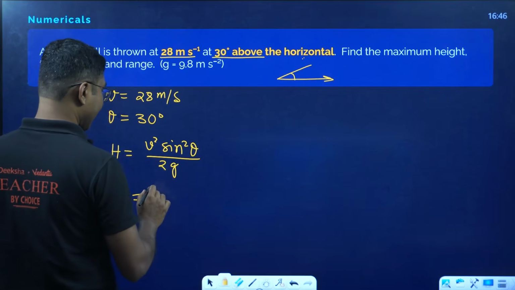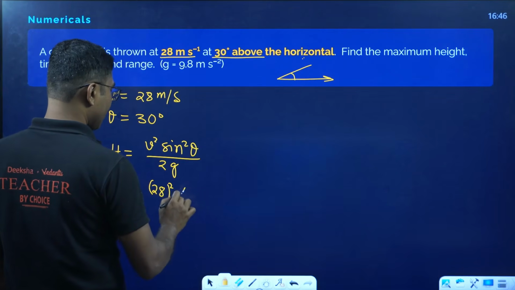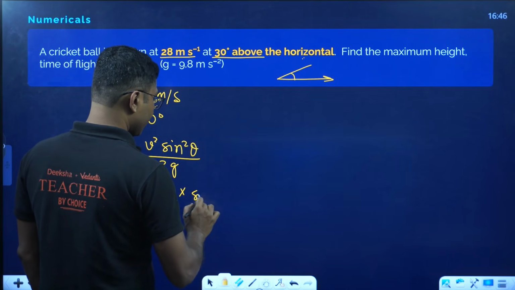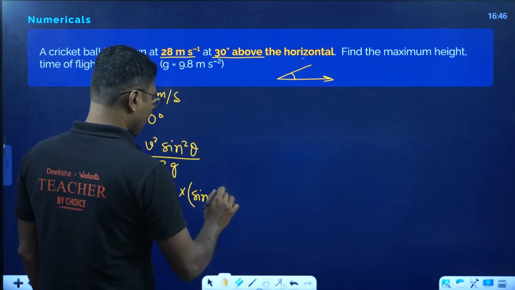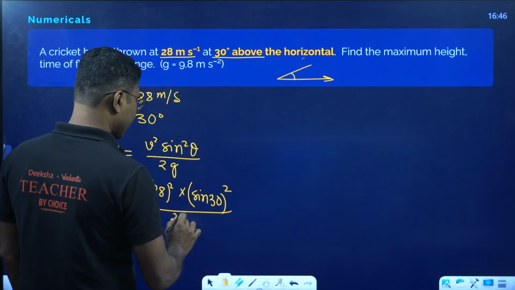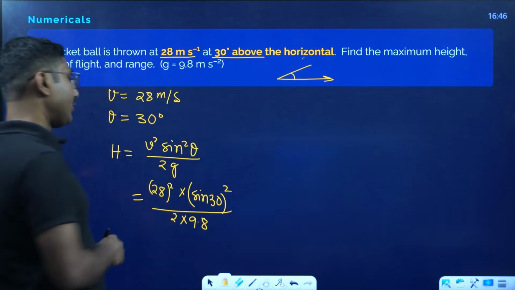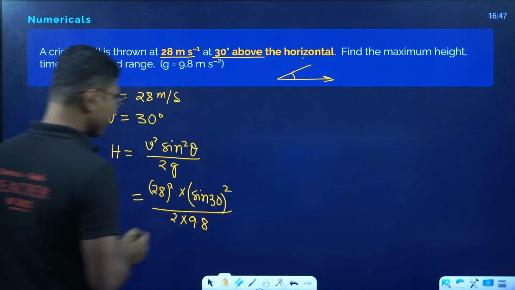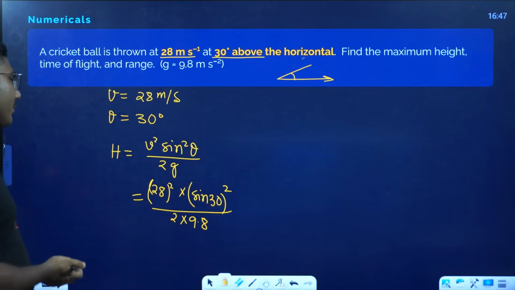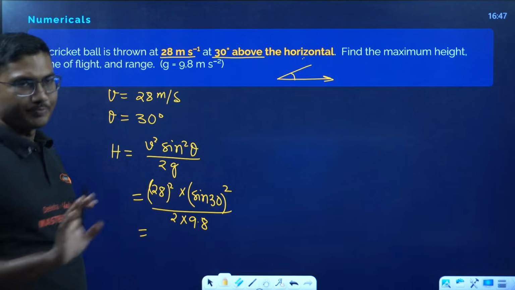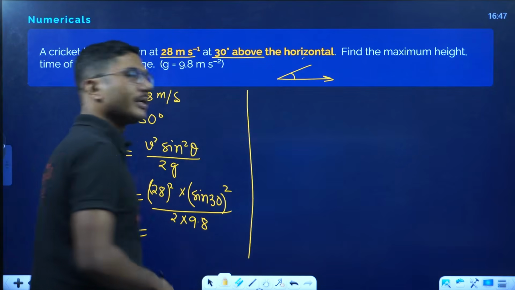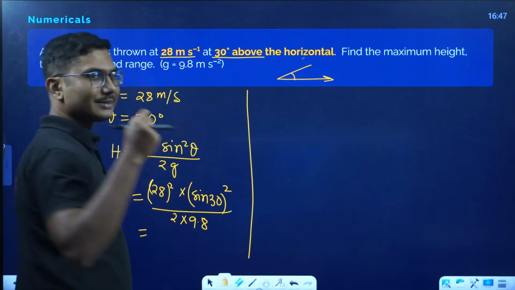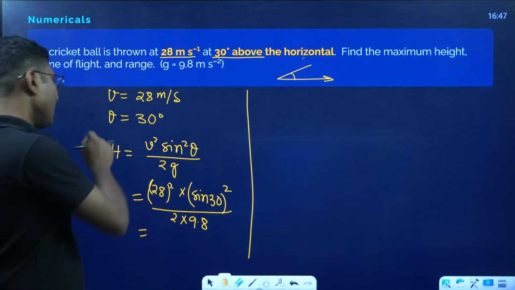So v is 28 squared, times sine squared theta, which is sine 30 whole squared. Now here, g is given as 9.8, so you need to use 9.8 and simplify. I think you can cancel it, but you need to use a little bit of calculator perhaps. So calculate whatever the value of height is. I'm not doing the calculation part here; obviously you can do it using a calculator. If you want, I can do it here as well, but let's keep something for your homework. So this is the height.